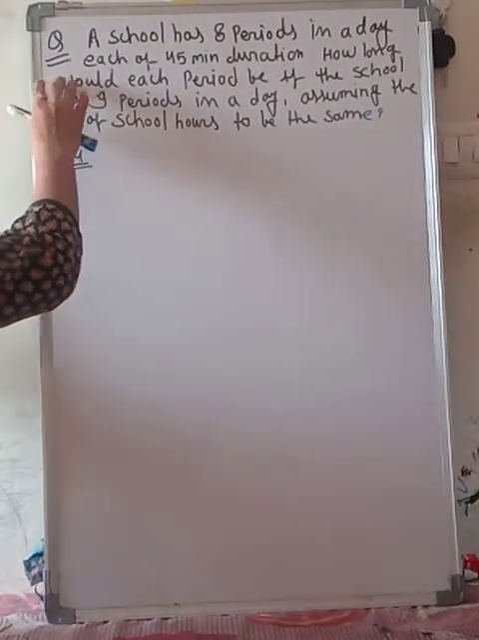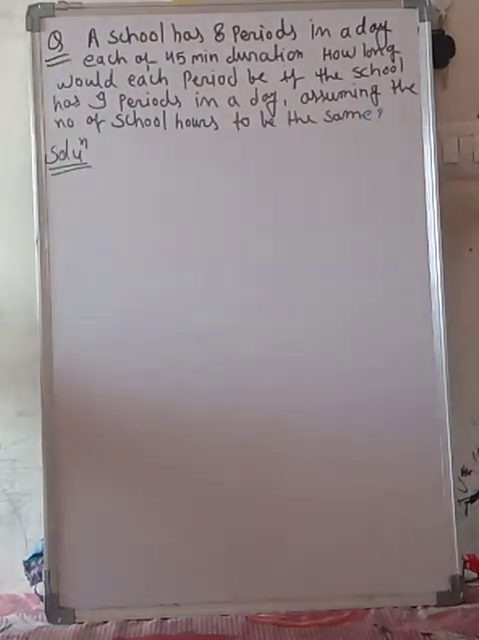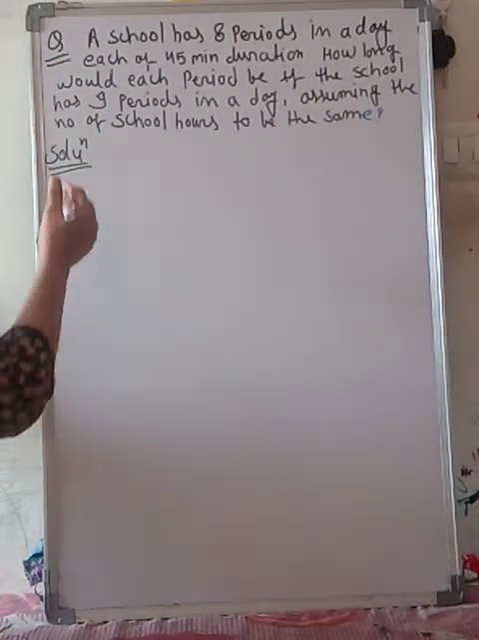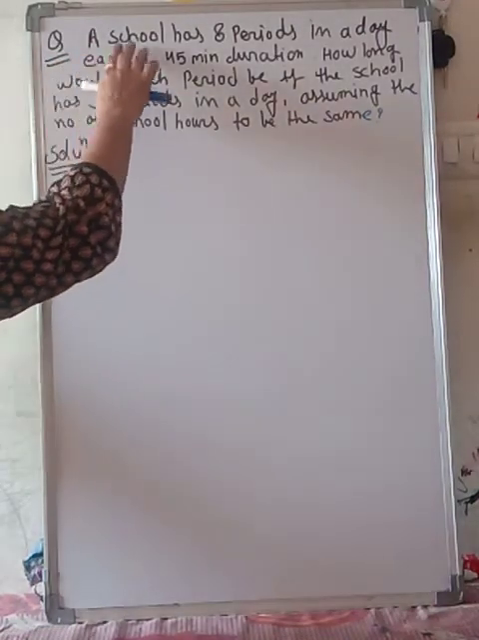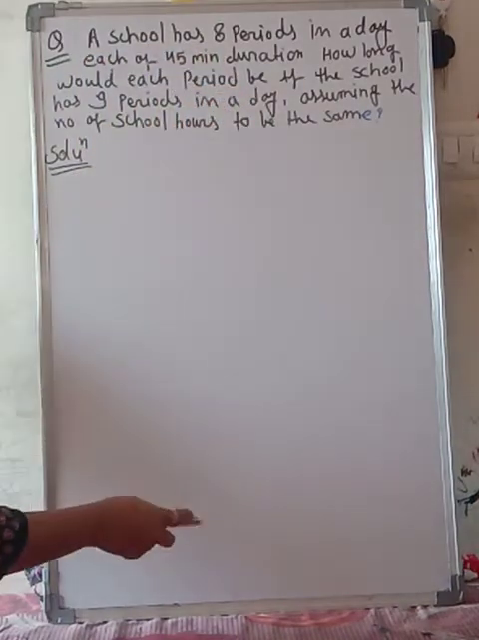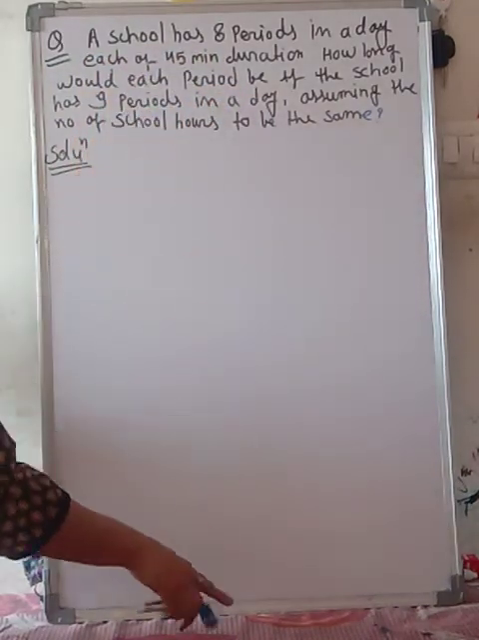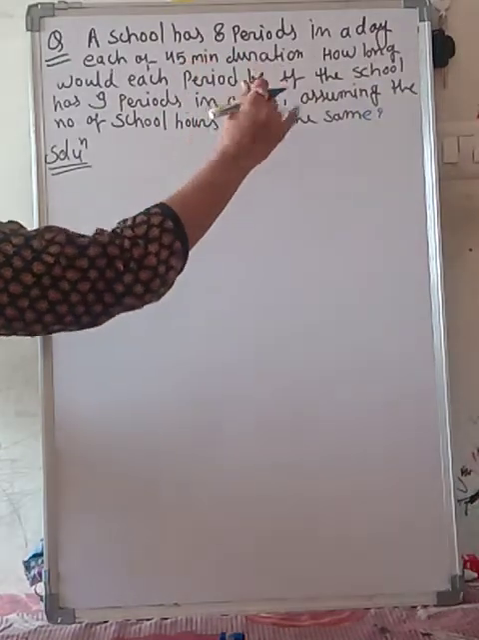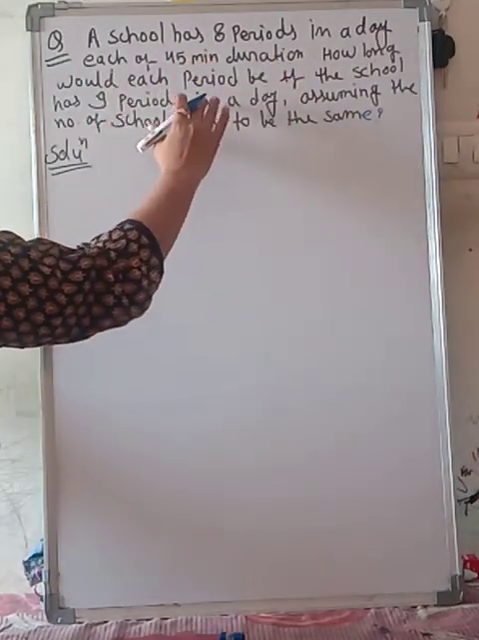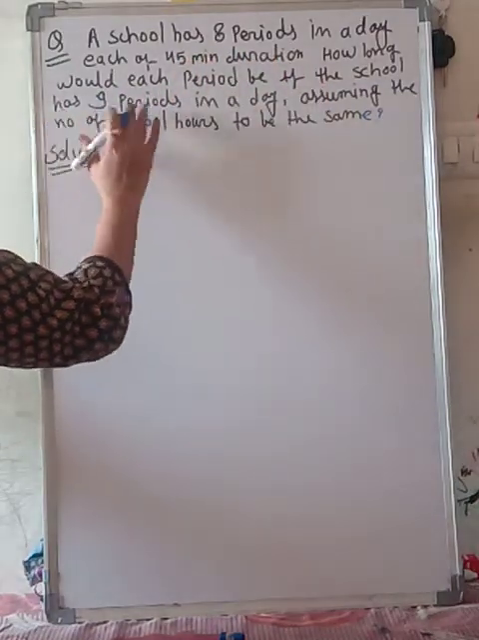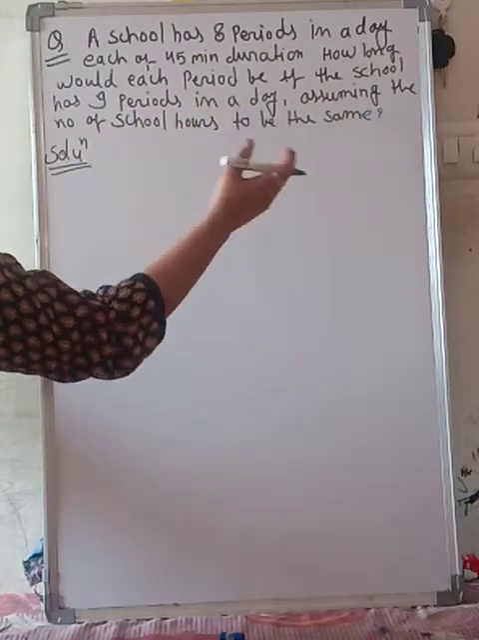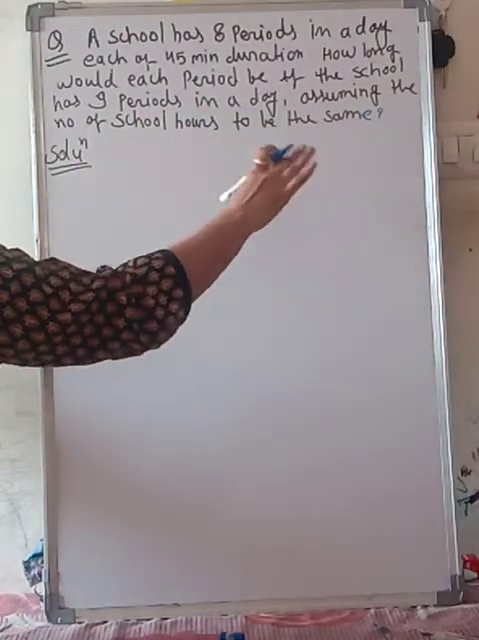Friends, here we have some questions related to indirect proportion. So this question is: a school has 8 periods in a day and each is of 45 minutes duration. How long would each period be if the school has 9 periods in a day, assuming the number of school hours to be the same?